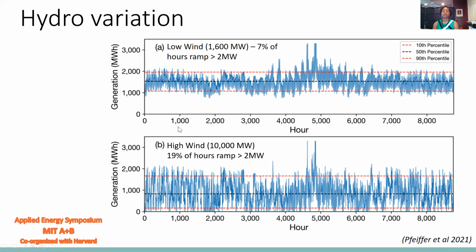So when we move into our high wind scenario, which is 10,000 megawatts of offshore wind in the New England region, we now see that 19% of the hours have a ramping range greater than 2 megawatts. And this is going to be very important for understanding those ecological impacts or implications, because we are now seeing a lot more periods with very low generation as that offshore wind energy is displacing the need for hydro, and hydro is going to spike a lot more, which means that the river flow can have greater spikes.